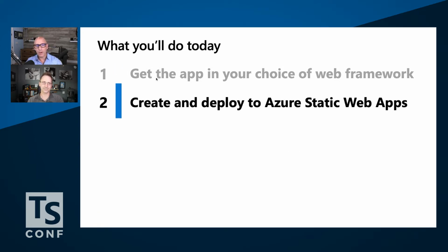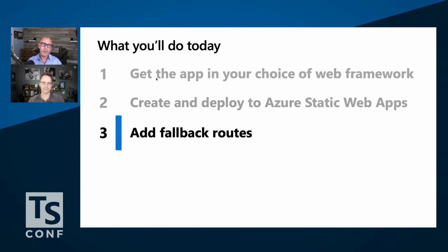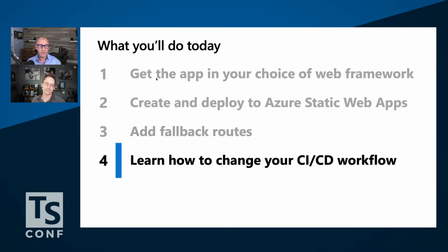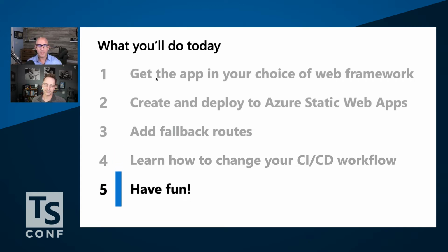The app is ready to go, and we're going to create and deploy this app to Azure Static Web Apps. We're going to show you how simple it is to get there. We're also going to talk about something called fallback routes, which is really important to some of the static web app designs, which allows us to basically use client-side routing instead of worrying about server-side. And finally, we'll look at how we can change your CI/CD workflow, because there's bunches of options. The default options are going to work for us, but then we're going to see how we can change some of these. And probably, last but not least, we're going to have some fun doing this along the way.